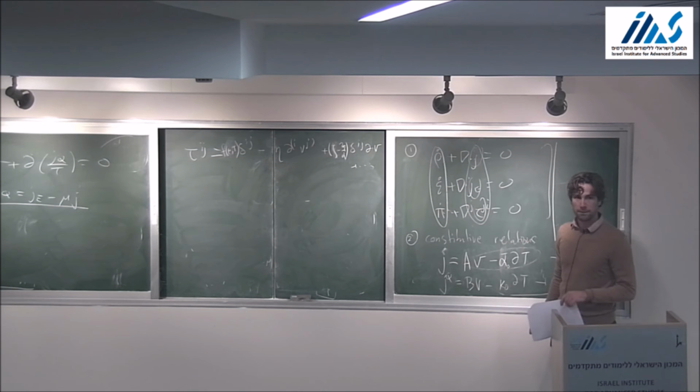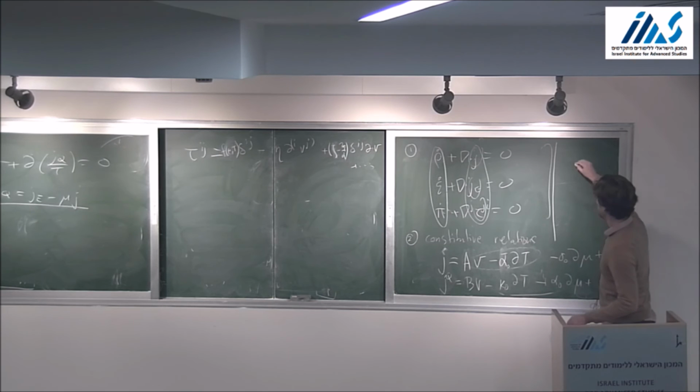So very good. So we've traded rho, epsilon, well, rho, entropy, and pi for mu, T and V, but they're in one-to-one correspondence.